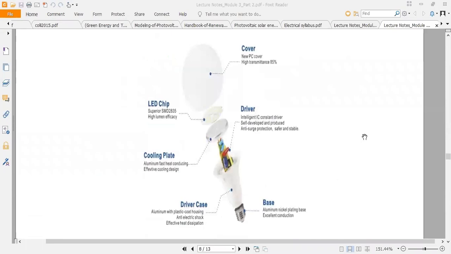Yes, this one. The construction of the light emitting diode. I was at that point. Okay. So what are the different components in it?